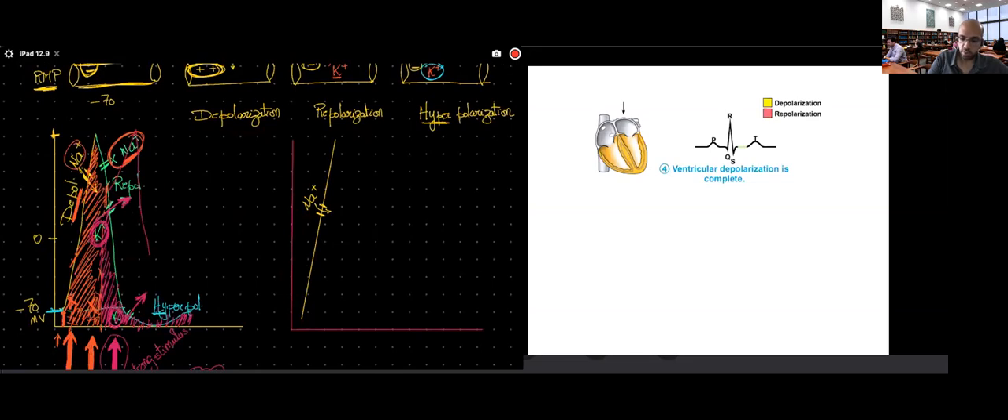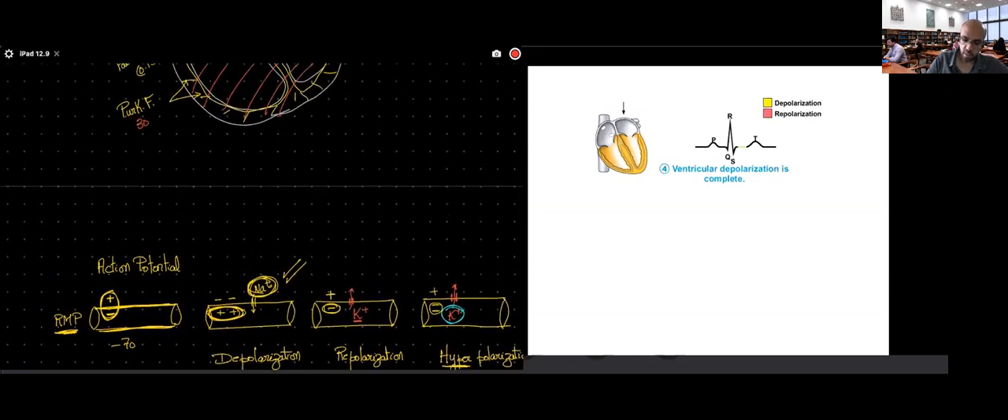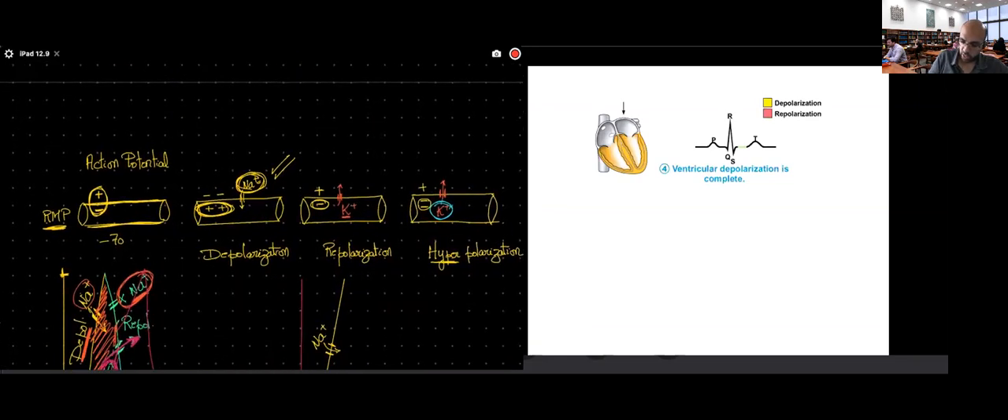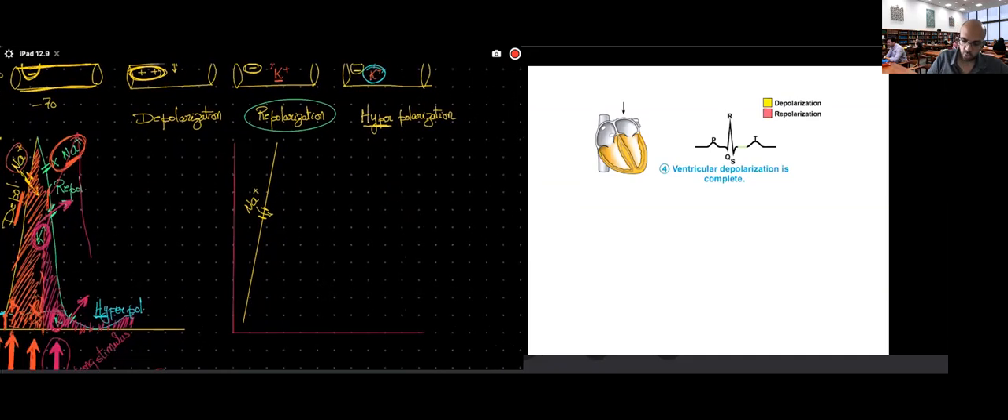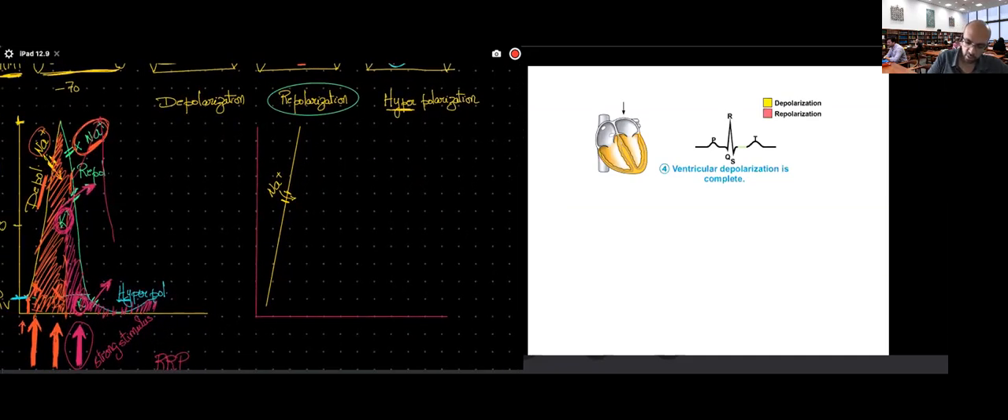After you depolarize, what are you going to do next? You repolarize. And how would you repolarize? Again, you close sodium channels and you open potassium channels.